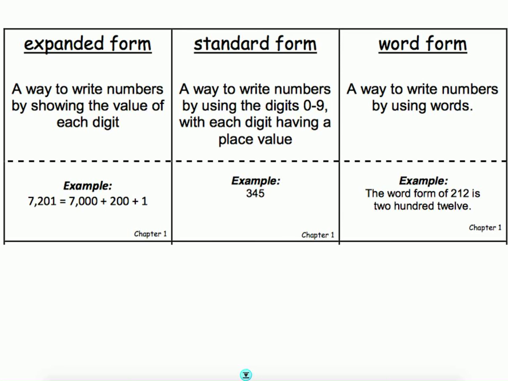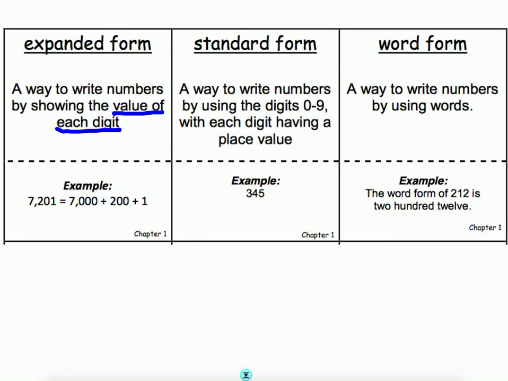So we have expanded form: a way to write numbers by showing the value of each digit. This is why that lesson on knowing a digit's value is so important, because it's going to help you with expanded form. You really need to know the value of each digit. Let me show you what that means. Maybe you have seen this before. Let's look at this example.